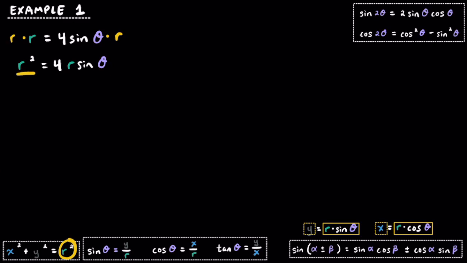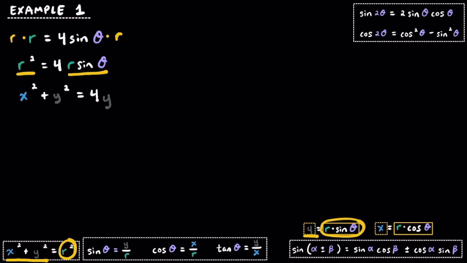Now, we know that r squared is equivalent to x squared plus y squared, so making that substitution, we can just write on the left side x squared plus y squared, and that's going to be equal to 4 times, well, take a look at this, r times sine of theta. R times sine of theta we know is equivalent to just y. So making that substitution, we can write 4y.